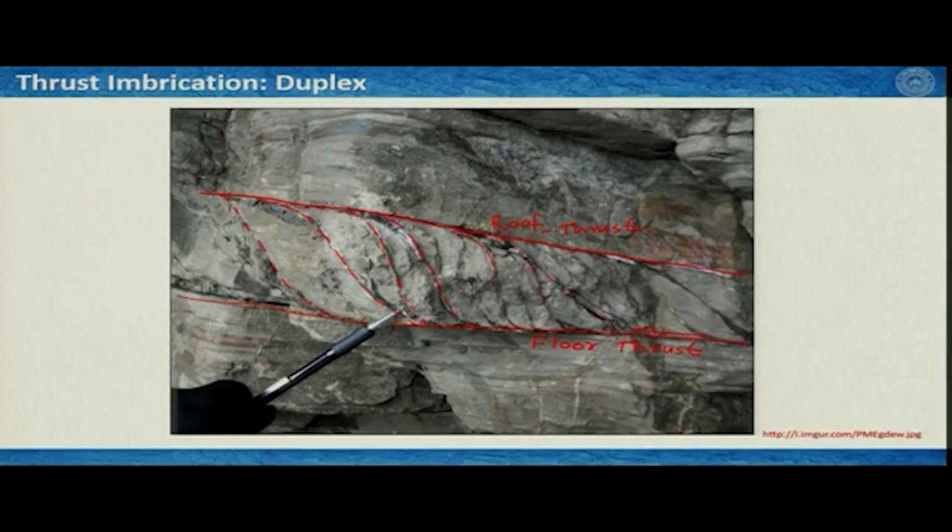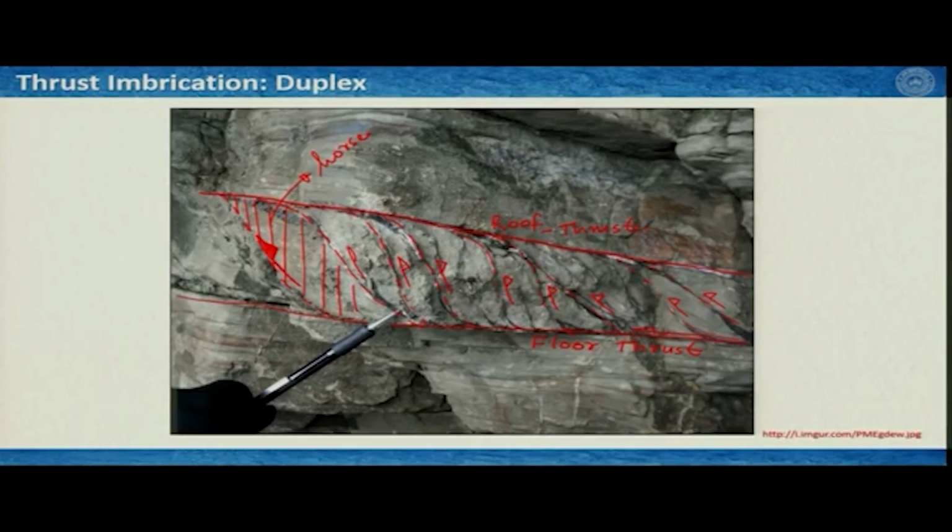Okay, so you see this complex structure here. This individual block here, this one, has moved this way. So this is the orientation of the thrust here, and these are what we have just learned as horses. So individual horses, and each of them slipped this way. This is an excellent example of this duplex structure. So you have roof thrust, you have floor thrust, in between you have a series of imbrications defining the horses, and so on.